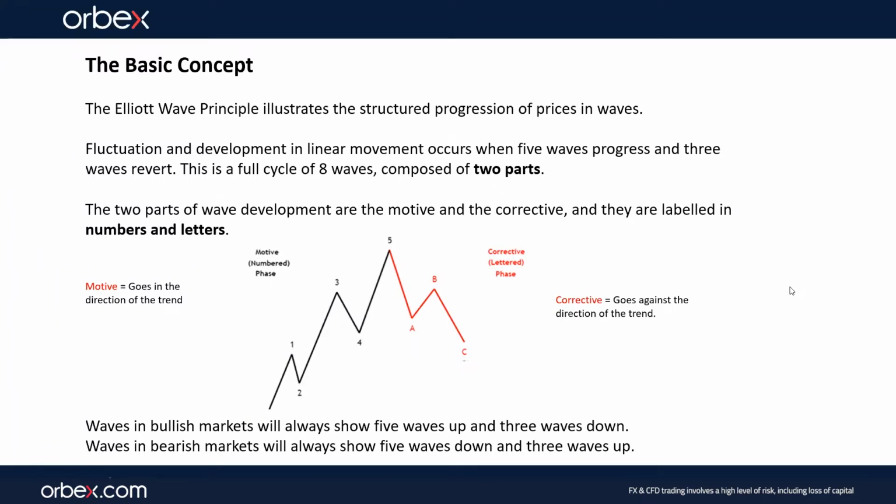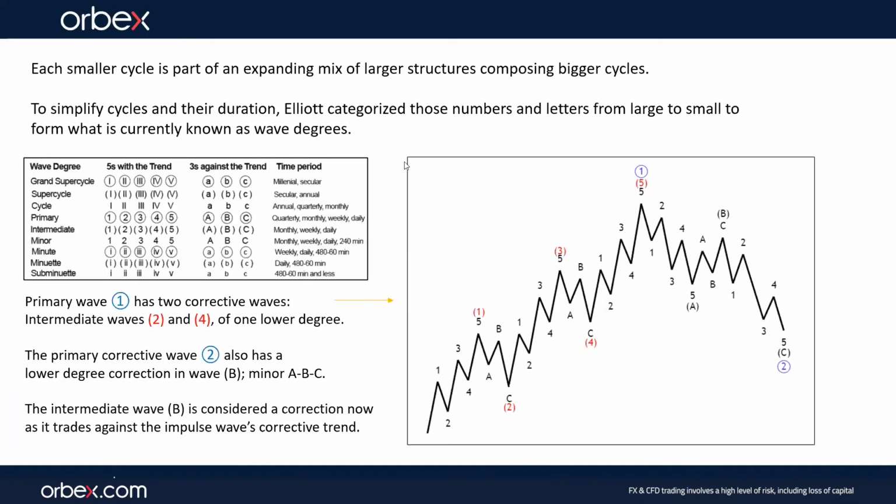This can be a little bit confusing, but I've tried to keep it as basic as I can and explain everything in detail. Each smaller cycle is part of an expanding mix of larger structures composed of bigger cycles. To simplify cycles and their duration, Elliott characterized those numbers and letters from large to small to form what is commonly known as wave degrees. So let's take our attention to this diagram here on the right-hand side.